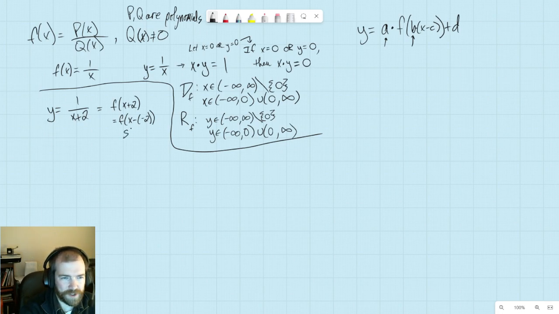So we know that this is a shift 2 to the left. So that means that our forbidden value is now going to be where x plus 2 is equal to 0. Okay, you could do that here.